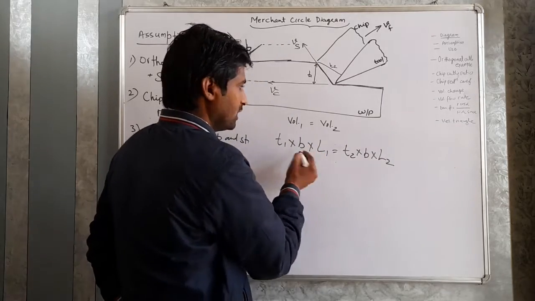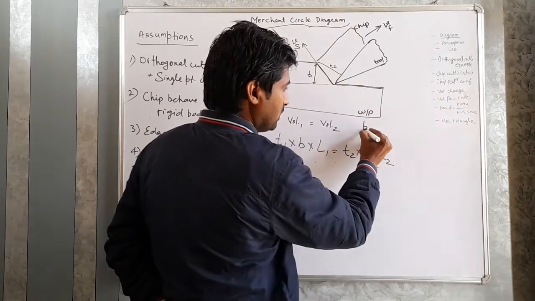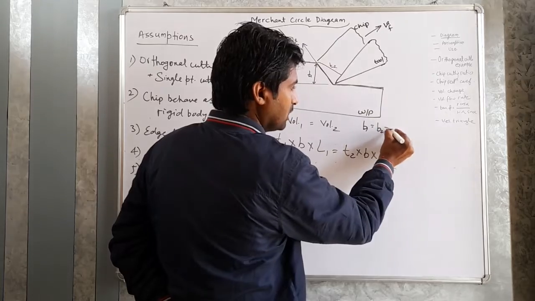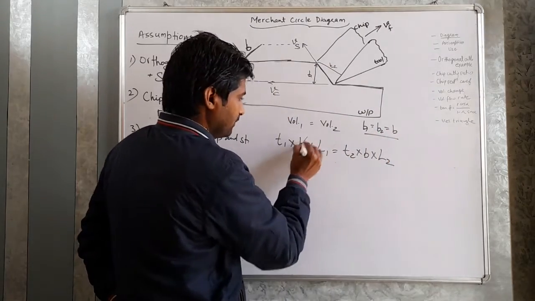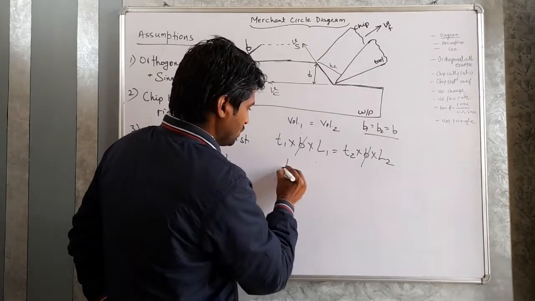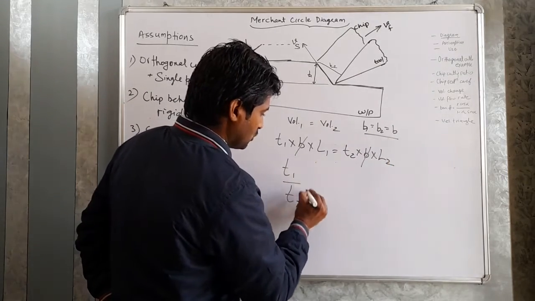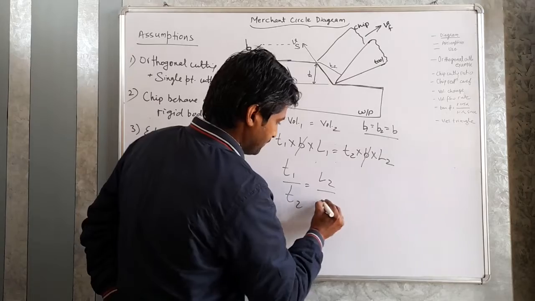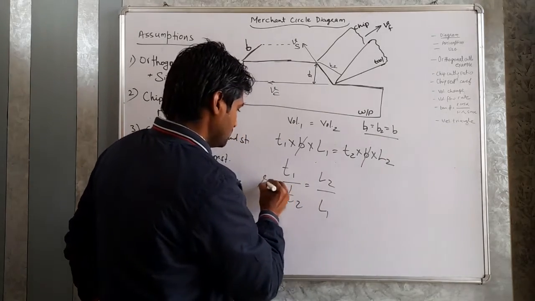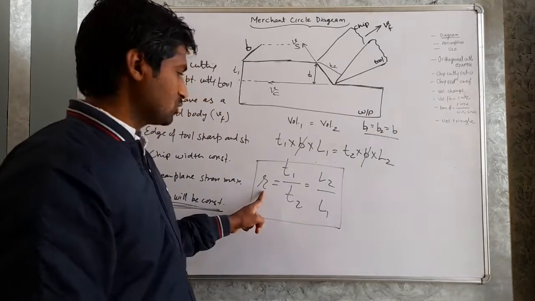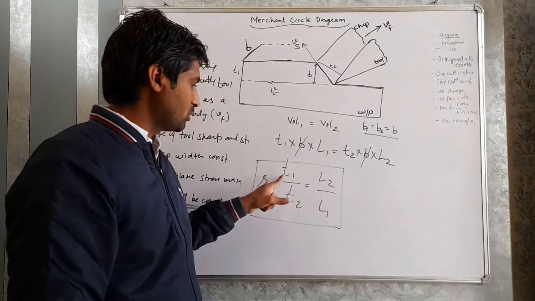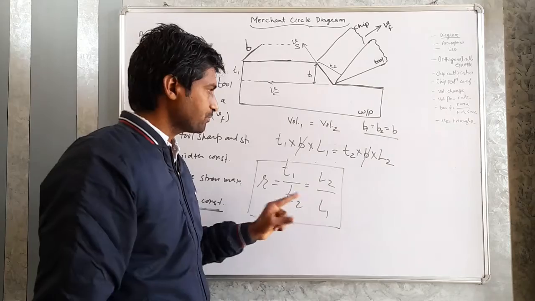So here width is constant because B1 equal to B2 equal to B according to the assumption. So this will be T1 by T2 equal to L2 by L1. This is an important expression which is equal to R, chip thickness ratio. So T1 by T2 equal to L2 by L1.